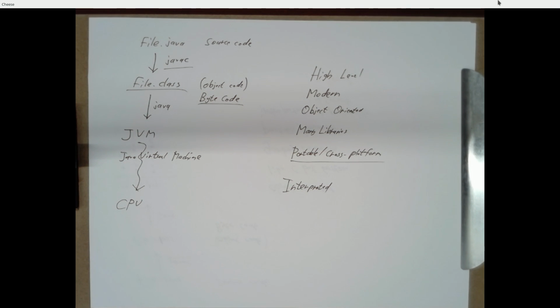MATLAB is interpreted. You can write a MATLAB program, but the CPU doesn't know what it means. You run a program called MATLAB, you give it your code, and it figures out what you're trying to do. Python is usually interpreted, shell scripts are interpreted, Java is interpreted.